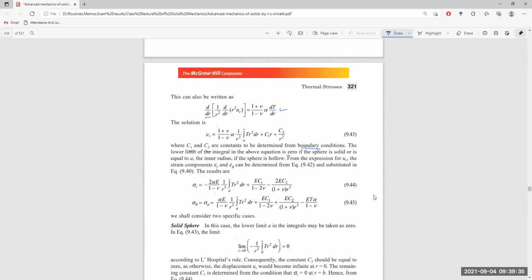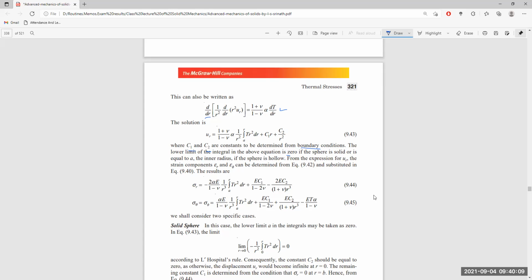So with the strain components epsilon R, epsilon theta and epsilon phi substituted in 40, we get sigma R, sigma theta equals sigma phi, by putting the values at the respective points. Now we shall consider two specific cases.